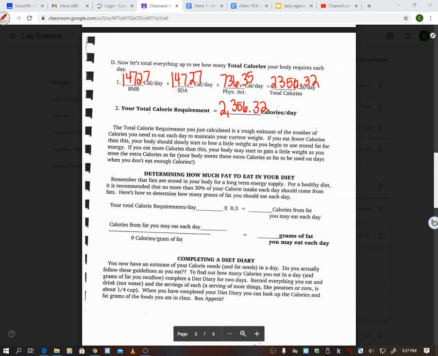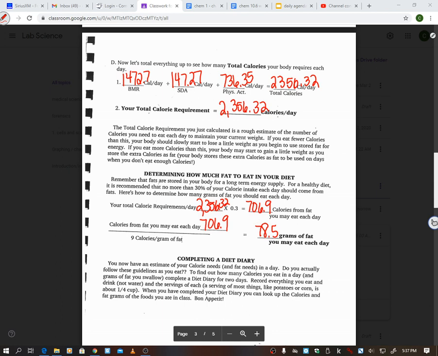So my total calories, this is not yours but mine, you'll put in your number here, times 0.3, so that is 706.9. Now they have divided that by 9 calories per gram of fat, so this actually ends up being 78.5 grams of fat you may eat each day.